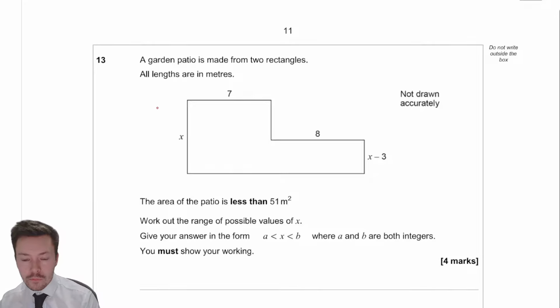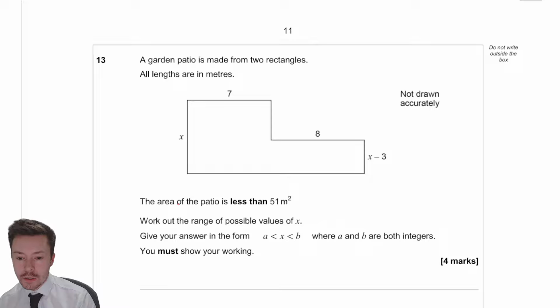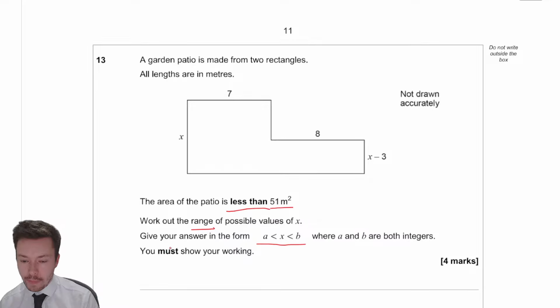Okay, so a garden patio is made from two rectangles. All lengths are in meters. The area of the patio is less than 51 meters squared. Work out the range of possible values of x. Give your answer in this format: a is less than x is less than b.